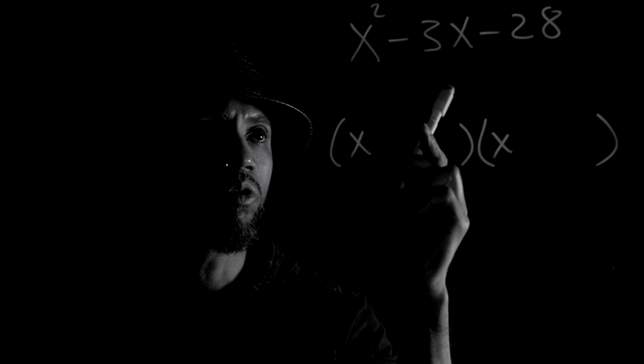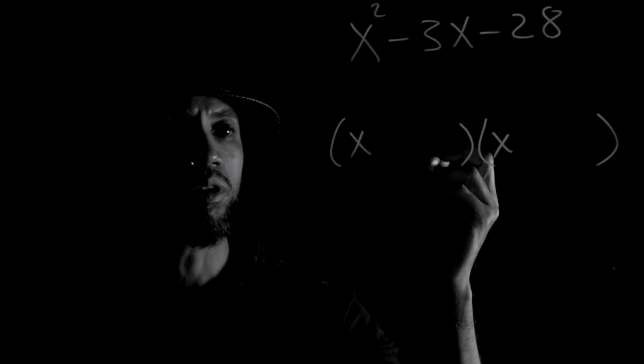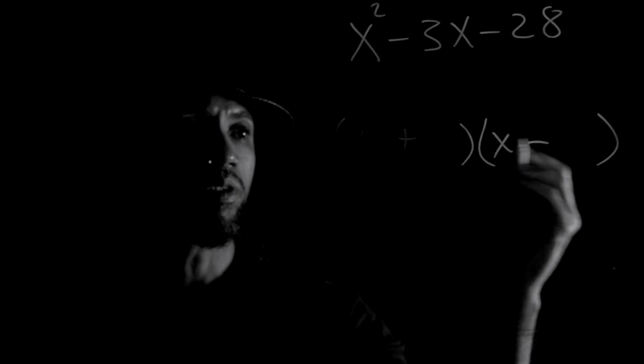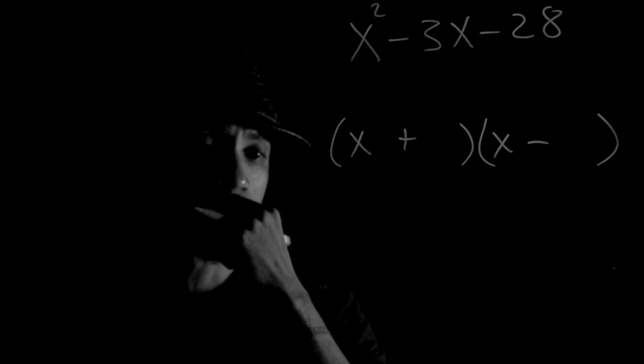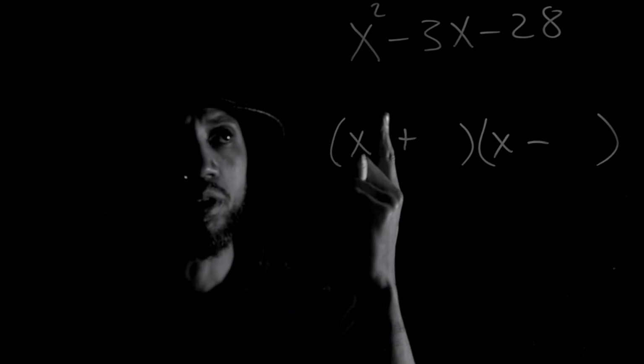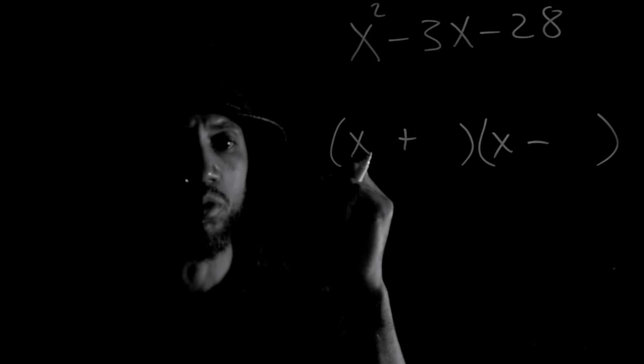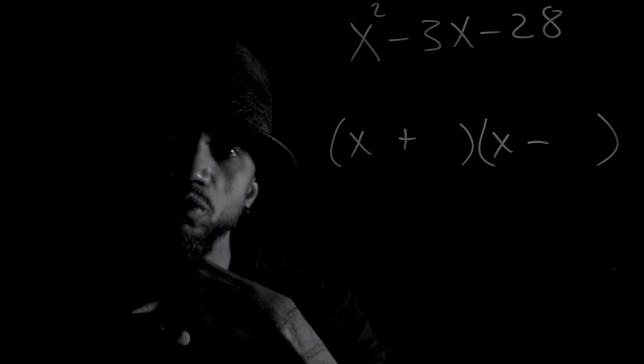When you have a negative over here, that means you're multiplying two numbers that will equal a negative. So a positive times a negative equals a negative. Now let's find two numbers that will multiply to get negative 28 and add to get negative 3. How are we going to do that?